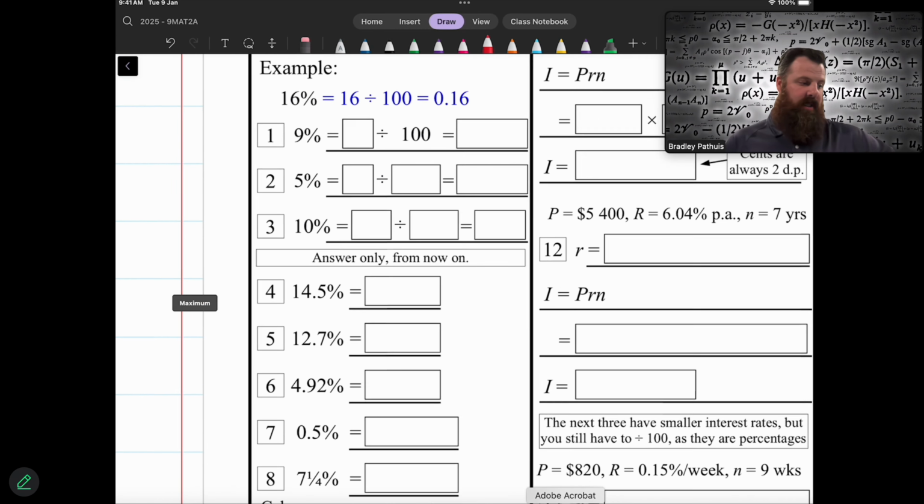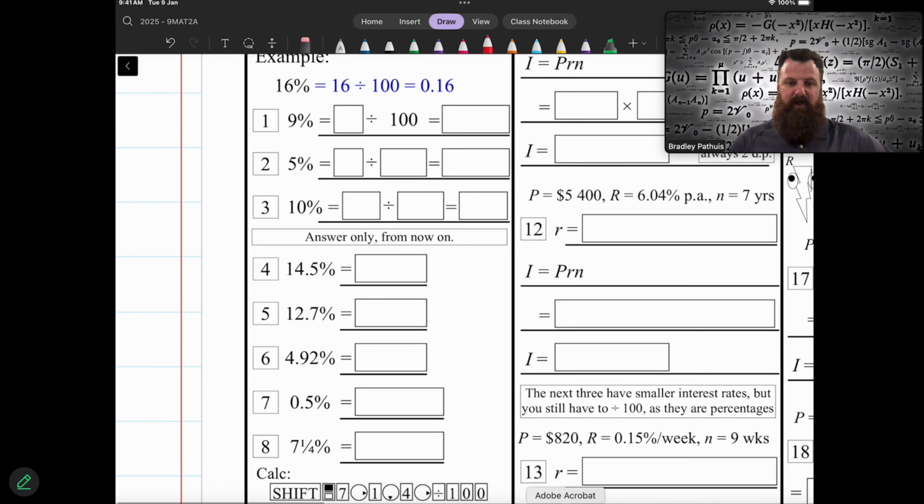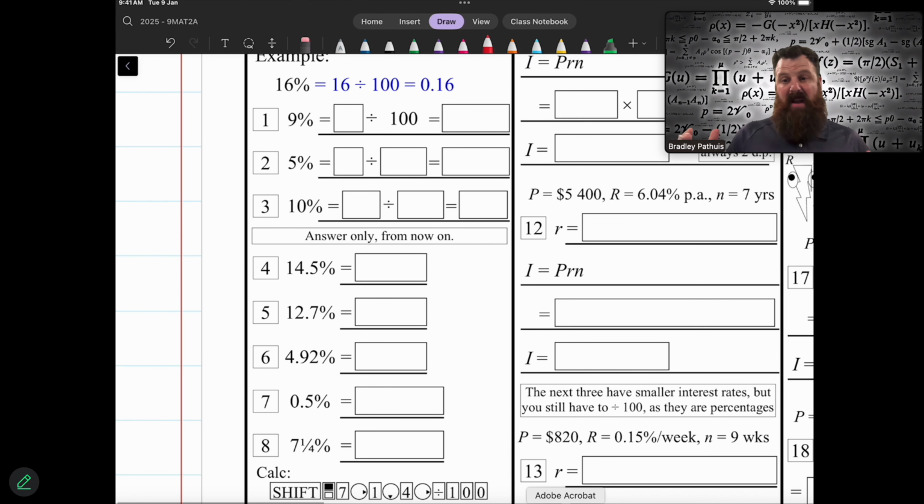So here you can see the first bunch of questions, the first 8 questions. They're all about just making sure you can change your percentage to a decimal. 16% to a decimal, 14.5% to a decimal, and we know we just divide by 100.